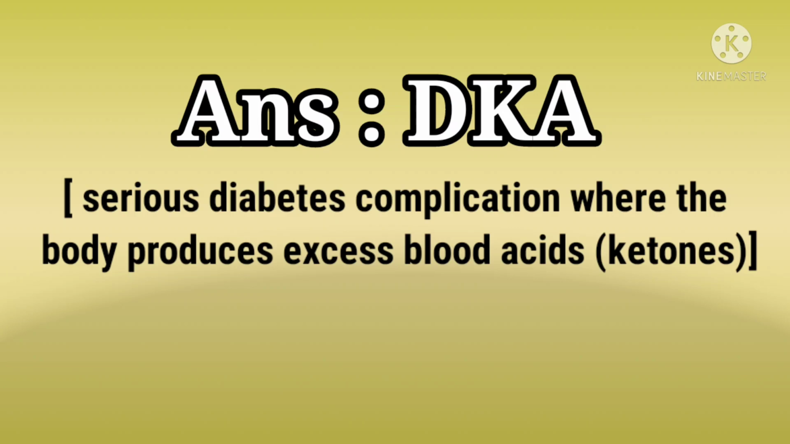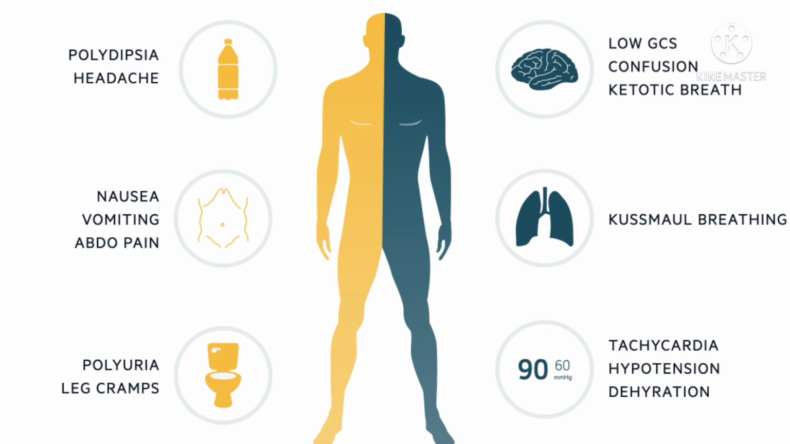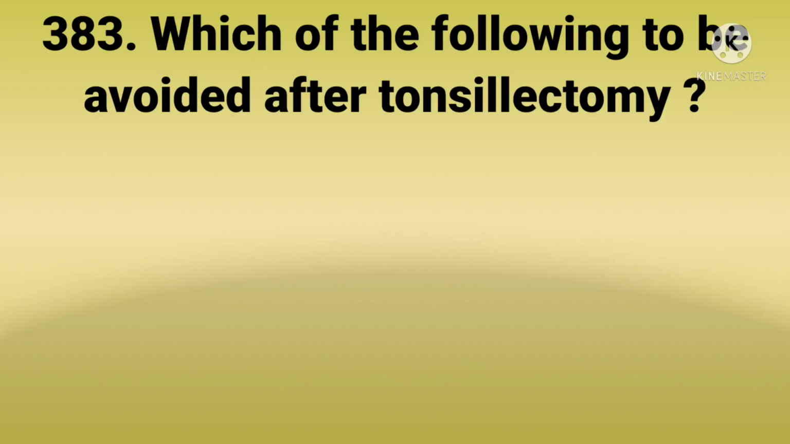Then let's look at the signs and symptoms of diabetic ketoacidosis. That includes polydipsia, headache, nausea, vomiting, abdominal pain, polyuria, leg cramps, low Glasgow coma scale, confusion, ketotic breath, Kussmaul breathing, tachycardia, hypotension and dehydration. So these are the signs and symptoms of diabetic ketoacidosis.